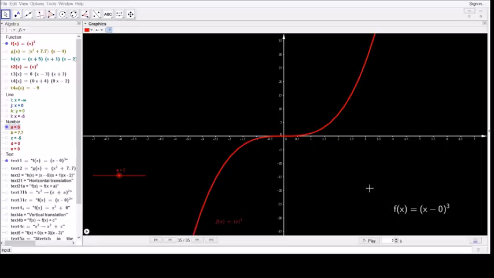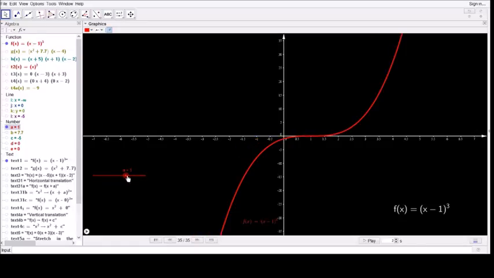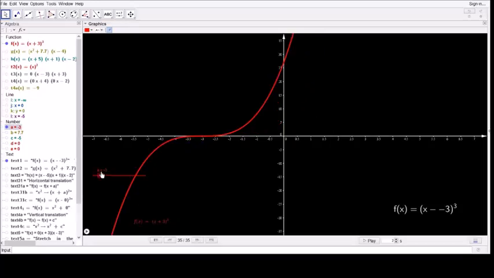If we change the value of a, we can see what effect that has. In the case where we have f of x is equal to (x minus 1) all cubed, you can now see the triple root occurs at x equals 1. There's no change in the shape of the graph. Going in the other direction, we have f of x is equal to (x plus 3) all cubed, and the triple root will occur at negative 3.